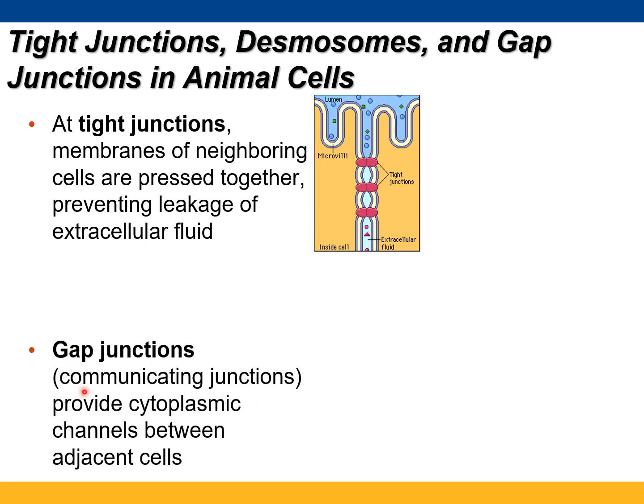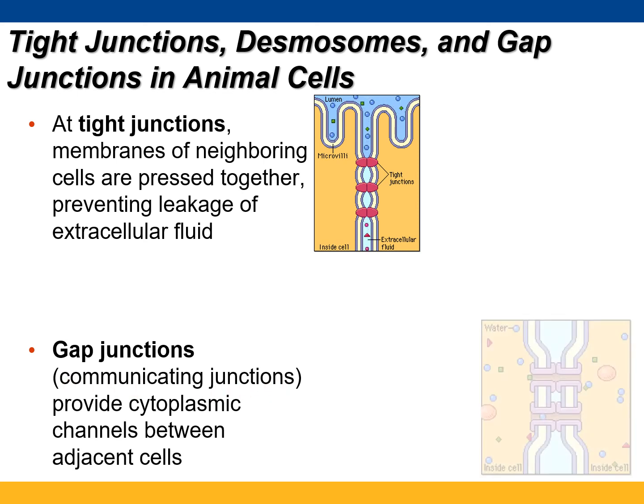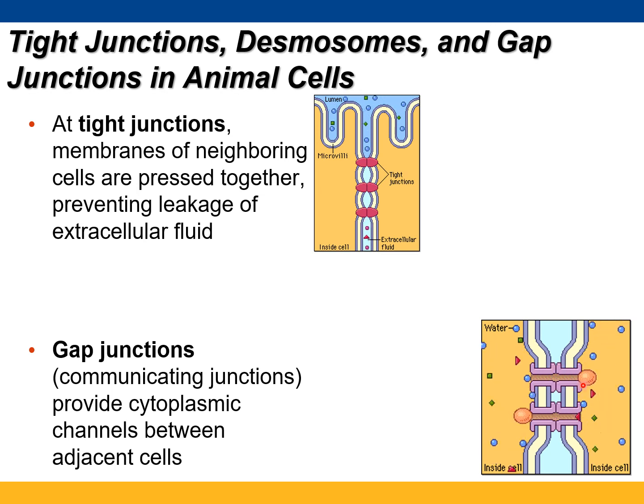Gap junctions, we call those communicating junctions. They are pores in plasma membranes. They're special protein pores that create a space where ions, particularly calcium, can pass. Calcium's the really important one. Maybe water can get through there as well. Doesn't surprise me, but calcium's a big one, and it allows for cytoplasmic signaling from cell to cell.